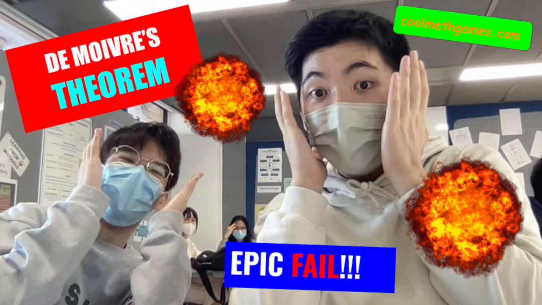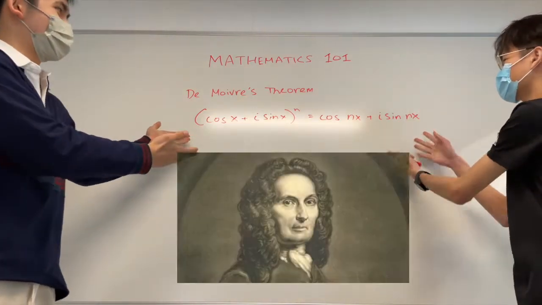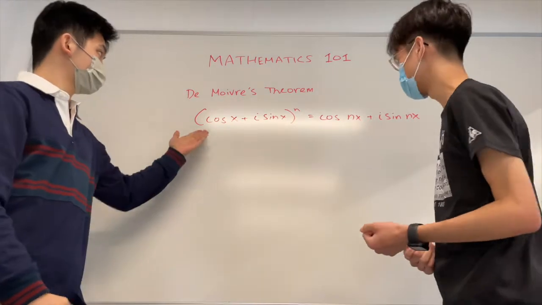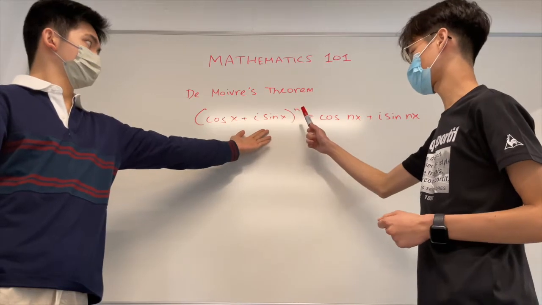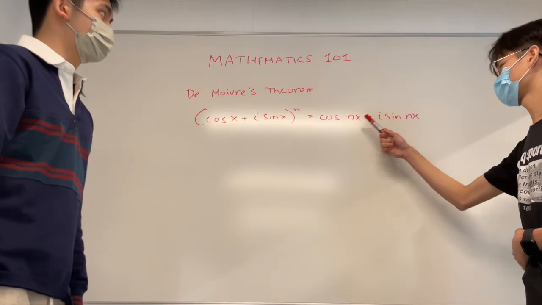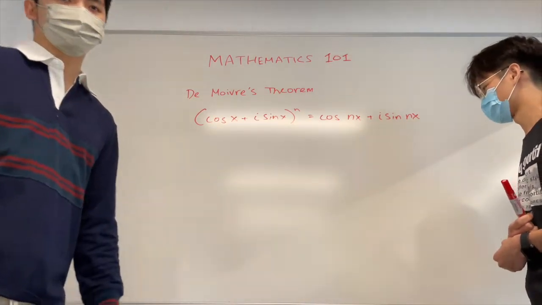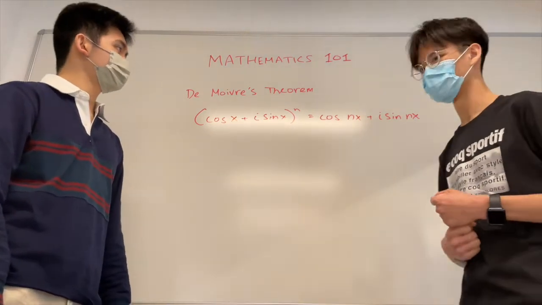Today we're going to be going over de Moivre's theorem. So first, this is de Moivre's theorem. It states, well, you can read it on the board, but in case you can't see it, it states that cosine of x plus i times sine of x, all of this to the power of n, is equal to cosine of nx plus i times sine of nx. And this is actually very useful when doing complex numbers with respect to the Argand diagram.